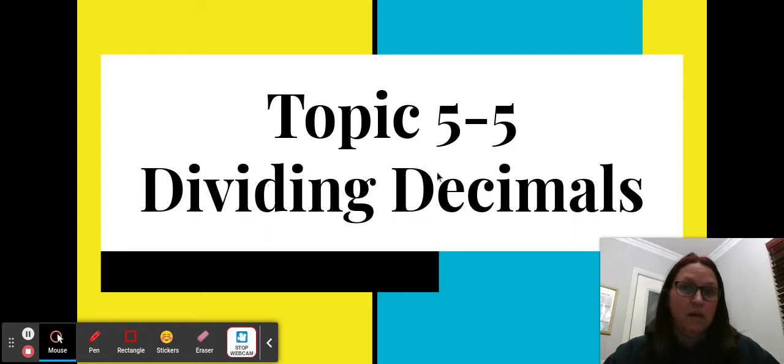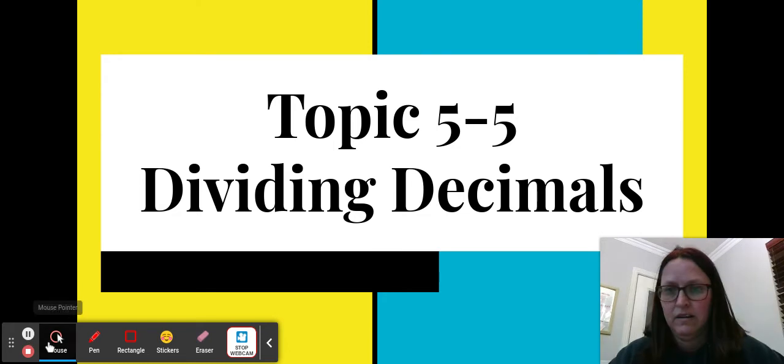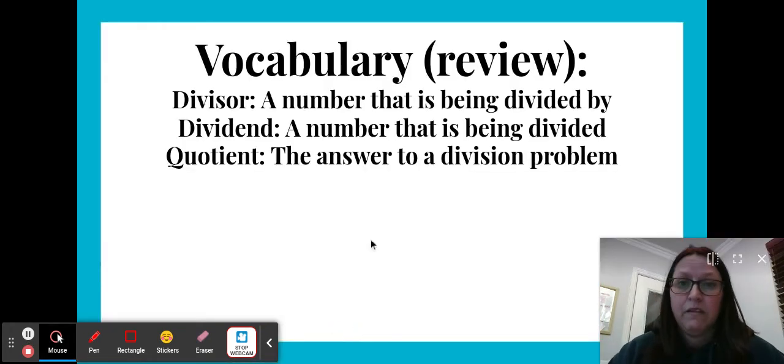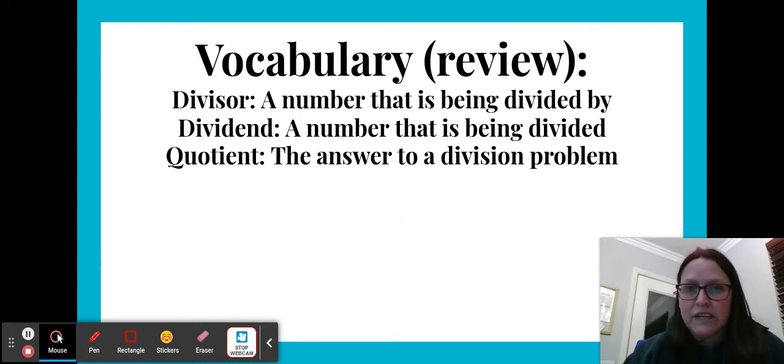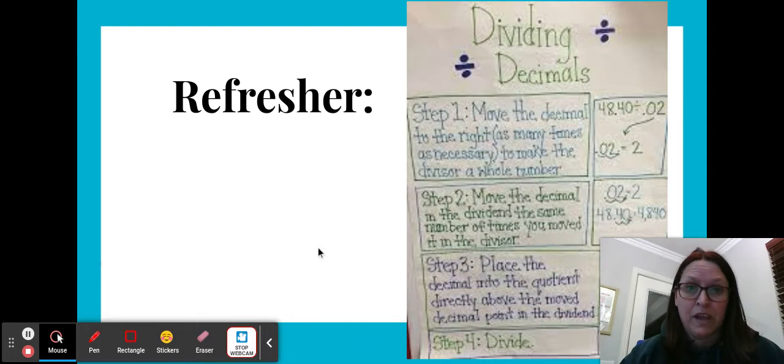Hello, today we're going to talk about lesson 5-5, dividing decimals. So, first, quick review. A divisor is the number that's being divided by, and a dividend is the number that's being divided. The quotient is the answer.